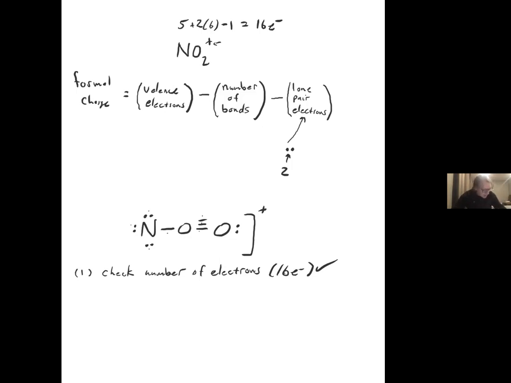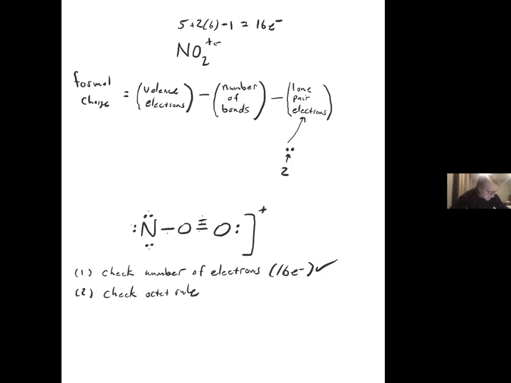So then our next step is check the octet rule. And the reason we want to check the octet rule is that, if you take a look at the periodic table, second row elements, carbon, nitrogen, oxygen, fluorine, they obey the octet rule without exception. So you want to make sure that they're obeying the octet rule.